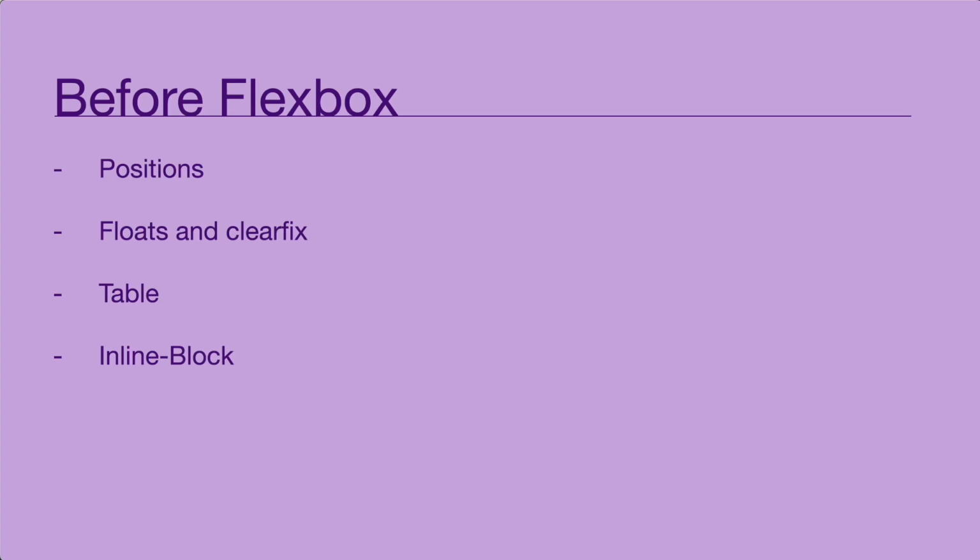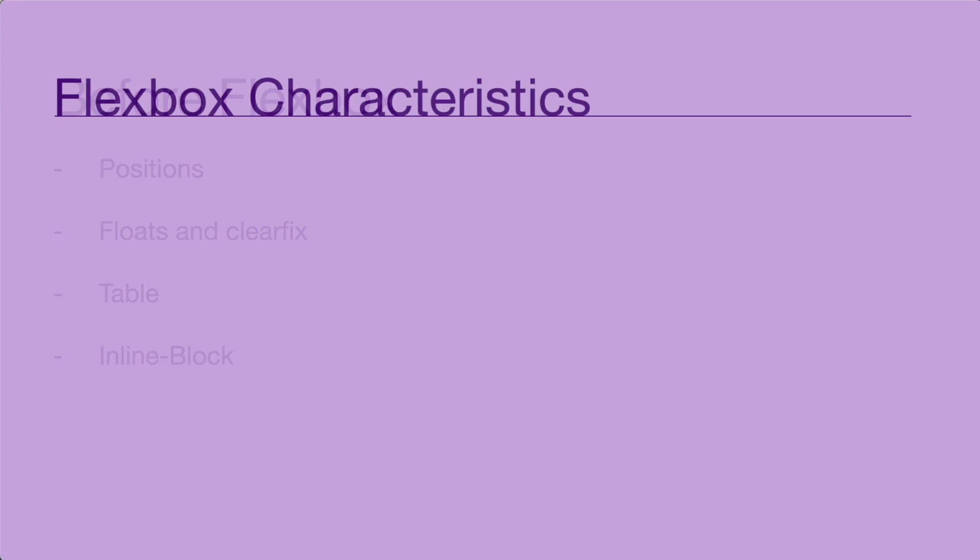Now, let's see what Flexbox introduces and what its characteristics are. The first and most important characteristic of a Flex layout is that it's a one-dimensional layout system. Flexbox is designed for one-dimensional layouts, meaning it can manage either rows or columns, but not both simultaneously. And this characteristic makes Flexbox ideal for managing content along a single axis, either horizontally or vertically. For example, like a navigation bar or a product listing.